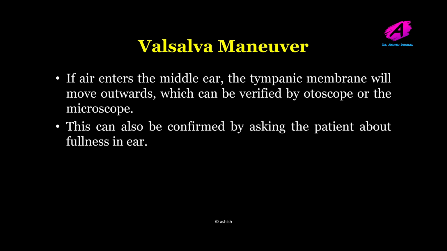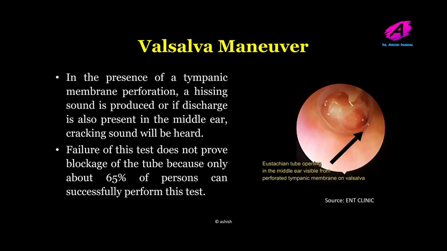If air enters the middle ear, the tympanic membrane will move outwards, which can be verified by otoscope or microscope. This can also be confirmed by asking the patient about fullness in the ear. In the presence of a tympanic membrane perforation, a hissing sound is produced, or if discharge is also present in the middle ear, a crackling sound would be heard. Failure of this test does not prove blockage of the tube because only about 65% of persons can successfully perform this test.